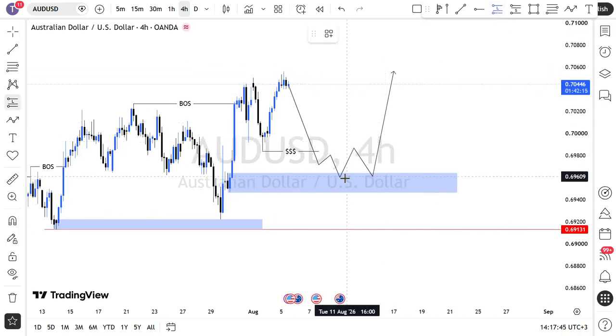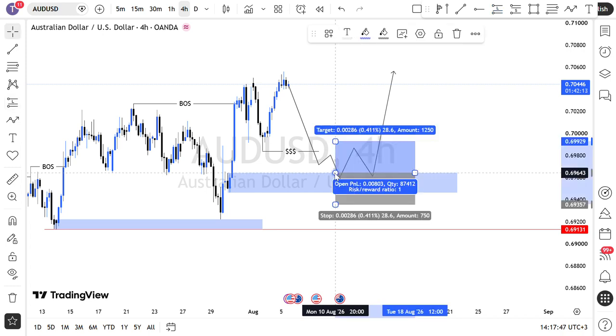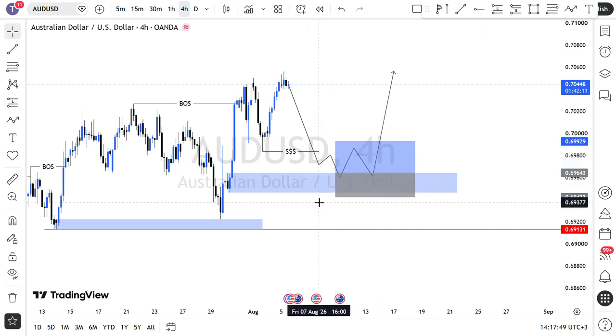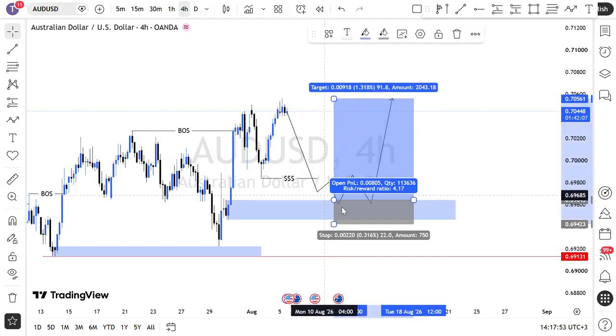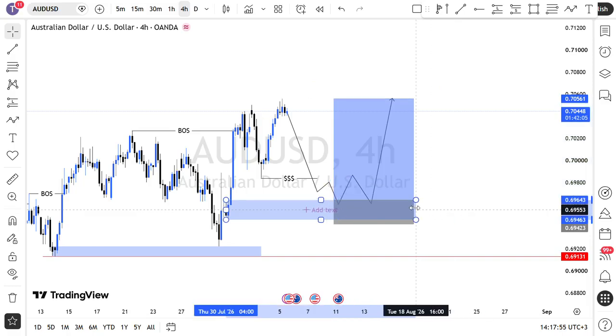So that is my point of interest on AUD USD, guys. I want to see some price movements from that area. A very good setup on AUD USD, guys.